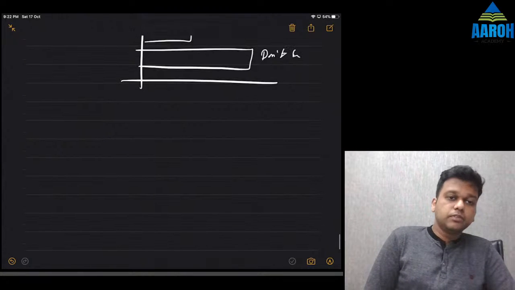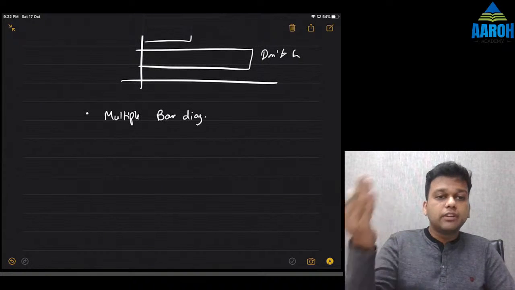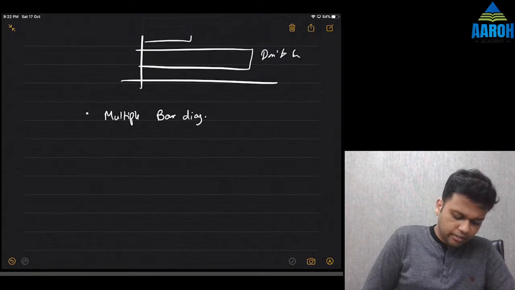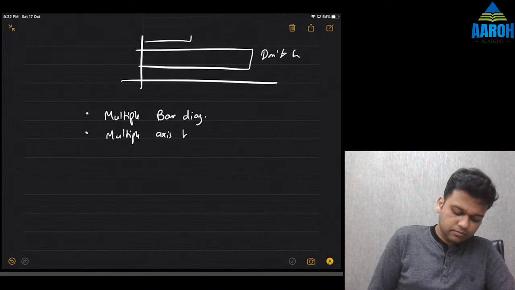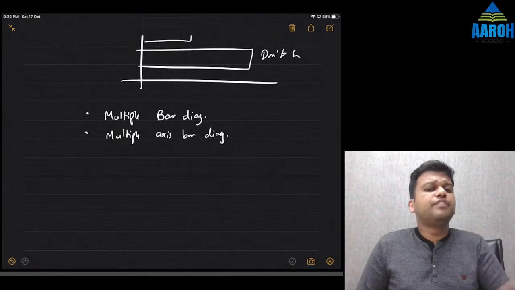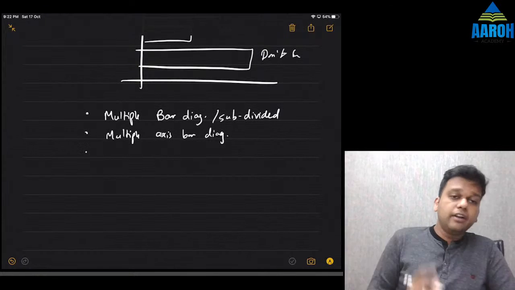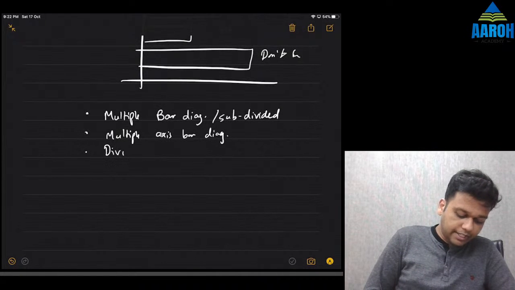Again, in bar diagram, we have multiple bar diagram where there are more than one series and same unit of measurement. We have multiple axis bar diagram where there are multiple series and different unit of measurement. This is also called a subdivided bar diagram. And we have the last one, which is divided or percentage bar diagram.